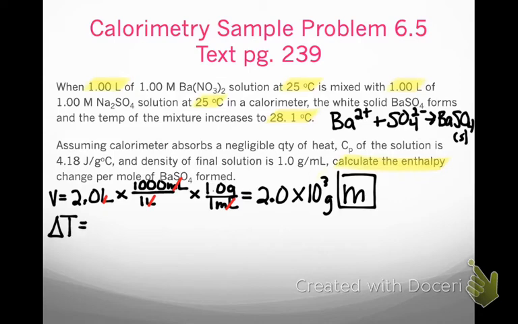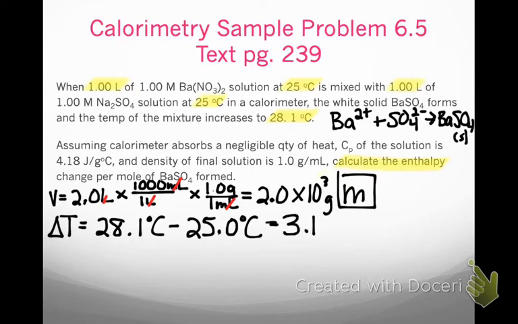Our final temperature was 28.1 degrees C. We're going to subtract our initial temperature, which was 25 degrees C, to get a delta T of 3.1 degrees C. So that's our delta T, so now we know that.